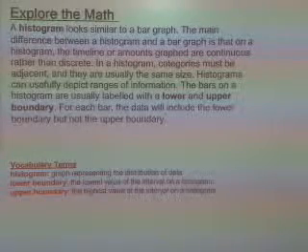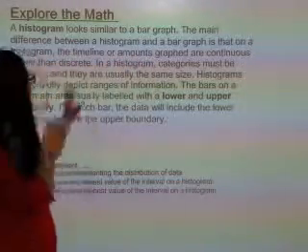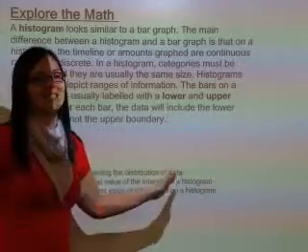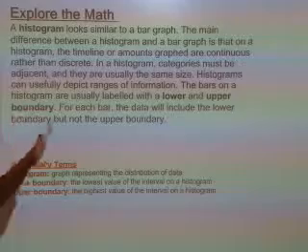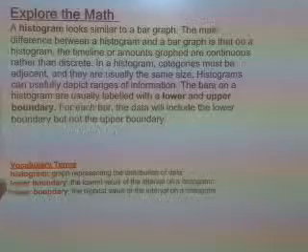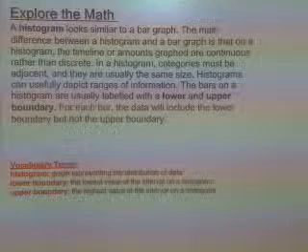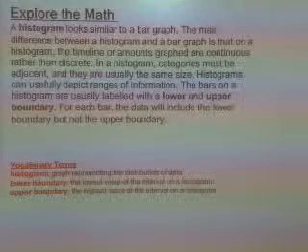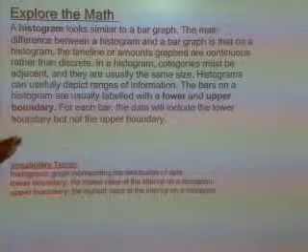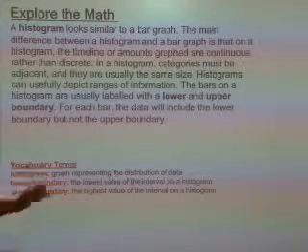So a histogram looks similar to a bar graph. The main difference is that on the timeline or the amounts graphed are continuous rather than discrete, which is why they're shown placed together. Whereas in a bar graph, they are separated because the amounts for one are different from the next. In a histogram, the categories must be adjacent or next to each other, and they are usually the same size. Histograms can usefully depict ranges of information, and the bars are usually labeled with a lower and an upper boundary. For each bar, the data will include the lower boundary but not the upper boundary.